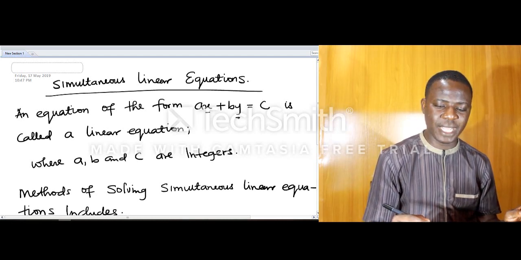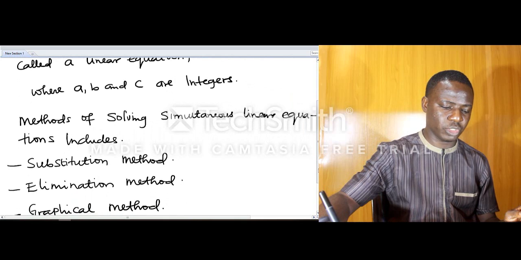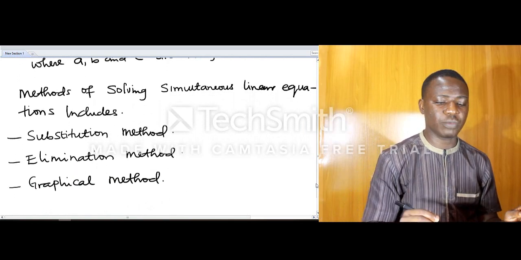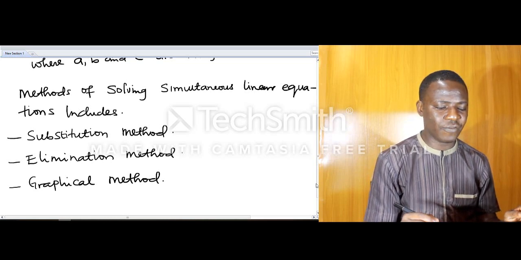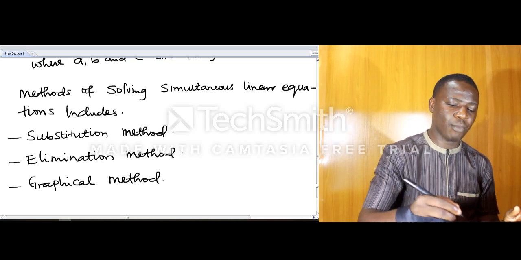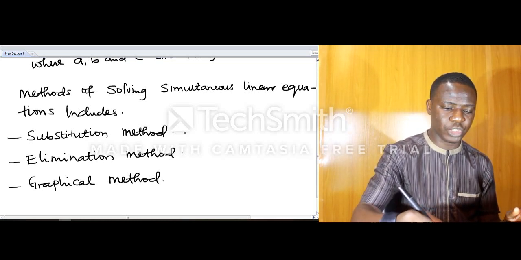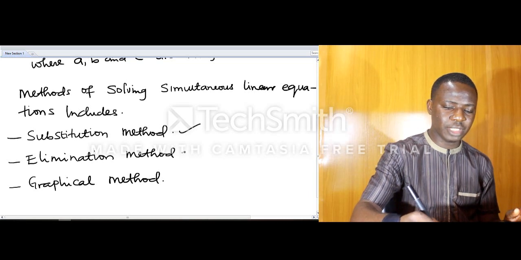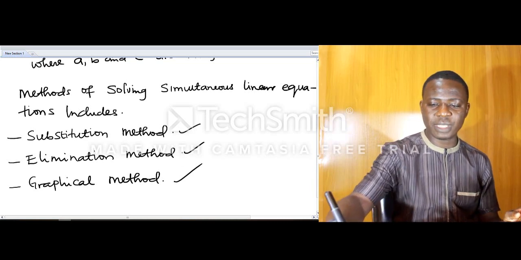We said where a, b and c are integers. And we have three methods of solving simultaneous linear equations. They include the substitution method, the elimination method, and the graphical method. In the course of this class, I'm going to show you how to solve simultaneous linear equations using these three methods. So let's take some examples.